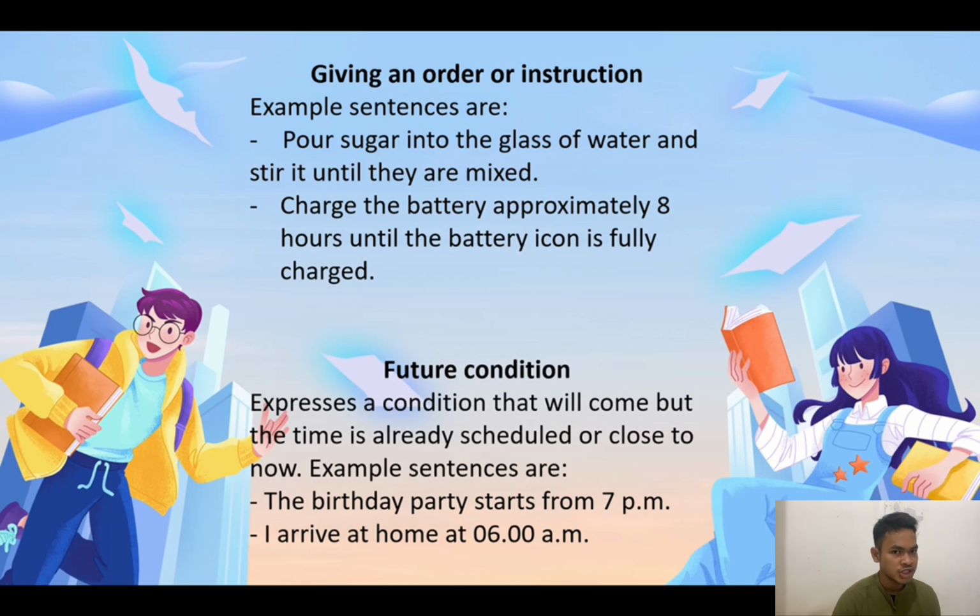Next is future condition. It expresses a condition that will come, but the time is already scheduled or close to now. Example sentences are: the birthday party starts from 7 p.m. I arrive at home at 6 a.m.